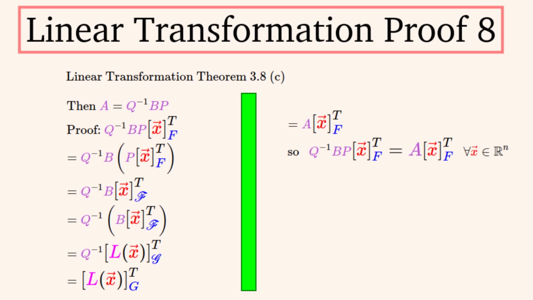And so we can make this statement that these products are the same for all of the vectors in Rn. And we can invoke theorem 3.8 to say that this is enough to say that these matrices are equal. So that's it, we've proven the theorem.